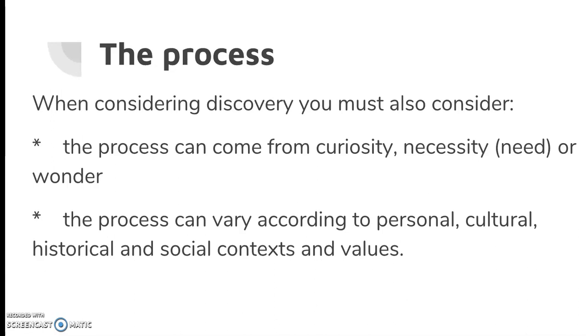You also have the idea that the process can vary according to the personal, cultural, historical, and social context and values. Now, what this means is that for both your prescribed text and your related texts, you need to know the context of your composers. You need to be looking not just at what is happening for the context of your characters and what's happening inside the text, but what has been happening in the macro world of the text as well.